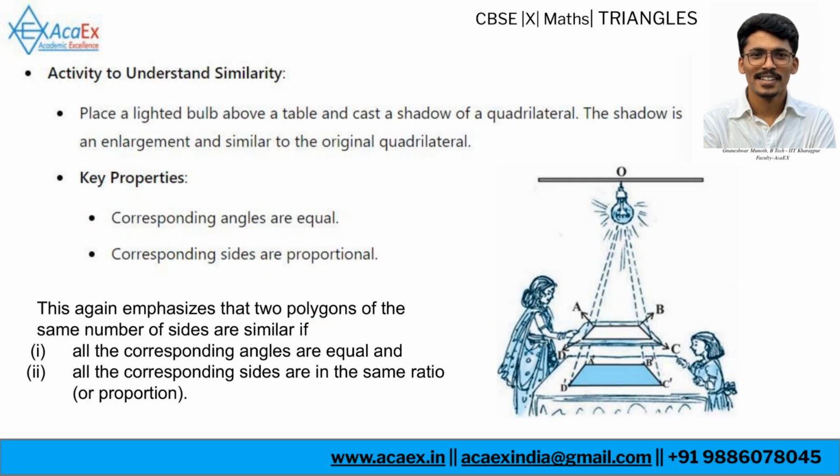Understanding similarity. An activity to understand similarity involves placing a lighted bulb above a table and casting a shadow of a quadrilateral object. The resulting shadow is an enlargement of the original quadrilateral and is similar to it. This demonstrates the two key properties of similar polygons. All corresponding angles are equal, and all corresponding sides are in the same ratio.